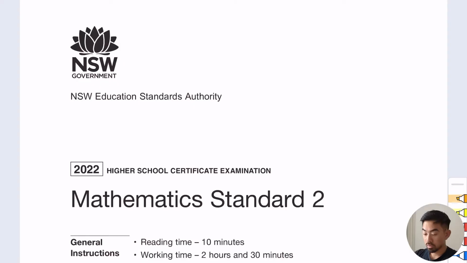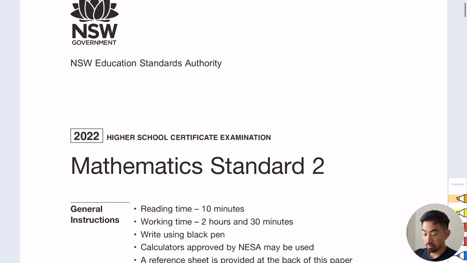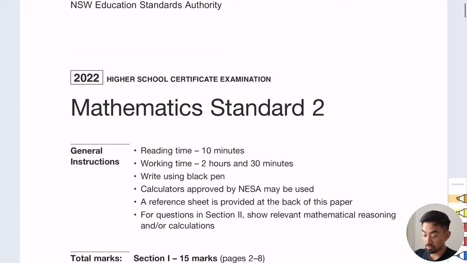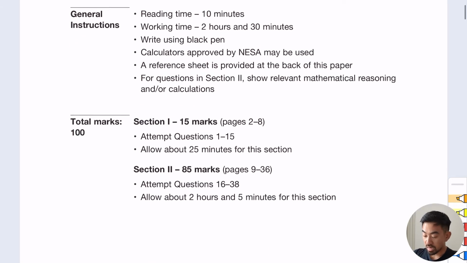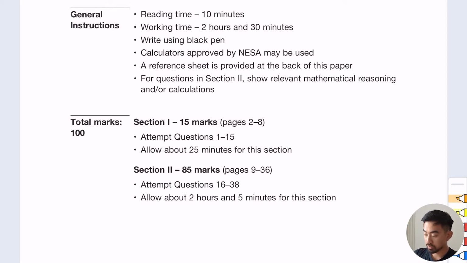I'm a maths teacher out here in Sydney, and today I'm going to be doing the entire Standard Maths 2022 HSC paper. Let's go. Okay, so here we've got the paper, 2.5 hours, we've got 15 marks multiple choice, and 85 marks short answer. Let's get into it.